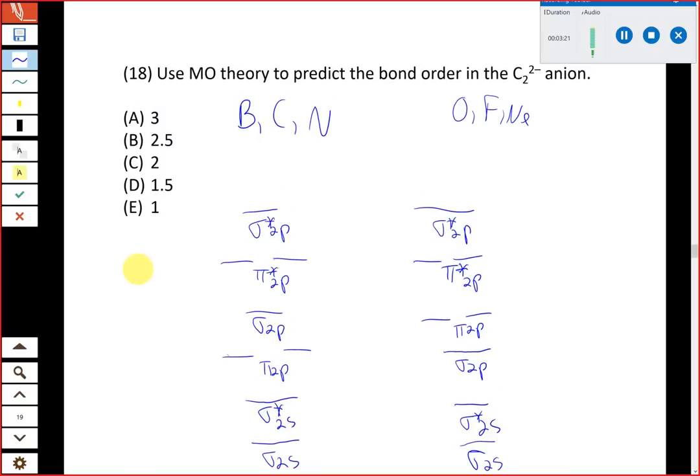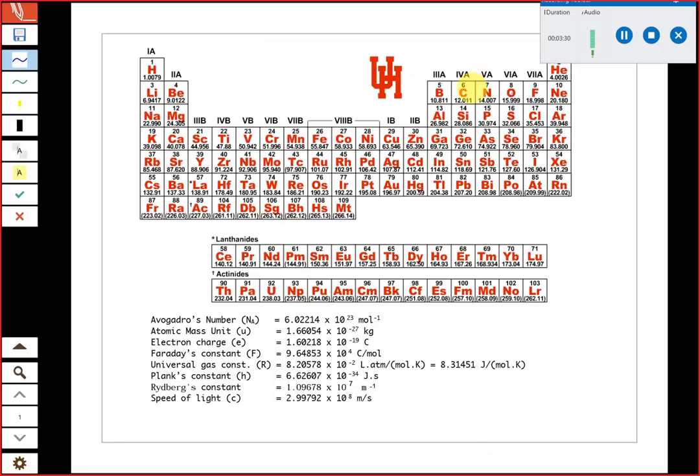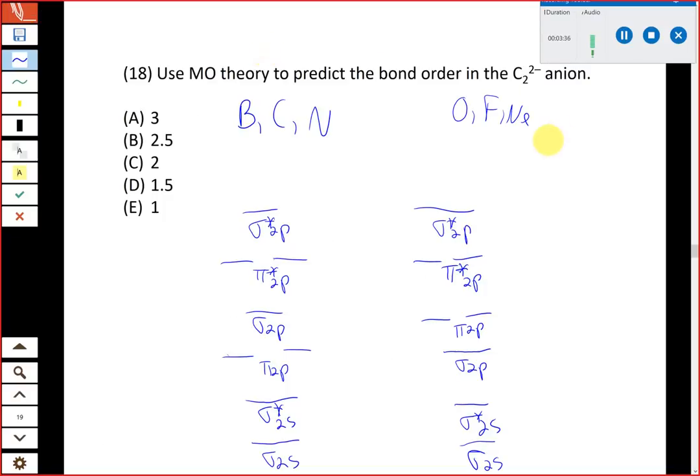Okay, so we have to figure out how many electrons we have in this. So this is the C2 2- anion. So going quickly to the periodic table, carbon is a group 4 element, so it's going to have 4 valence electrons. These molecular orbital diagrams include all the valence electrons. So each carbon is going to contribute 4 valence electrons. It's a 2- anion, so that's 2 extra. And that's going to give us a total of 10 electrons.